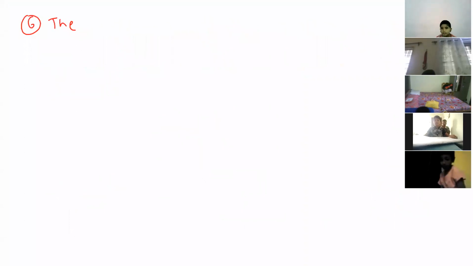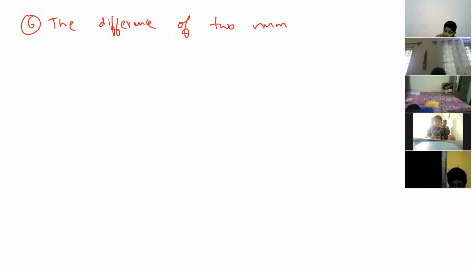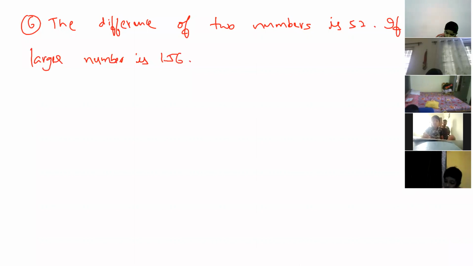Next, Rutvik Sai, the difference of two numbers is 52. If the larger number is 156, find the other number.